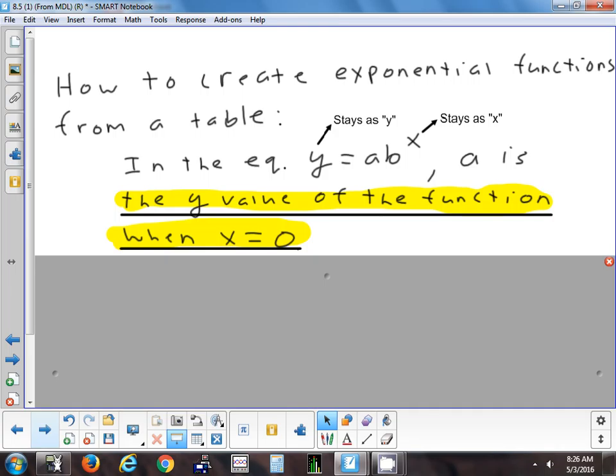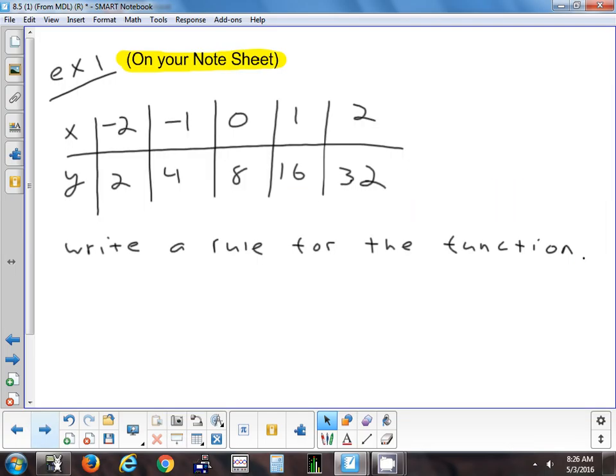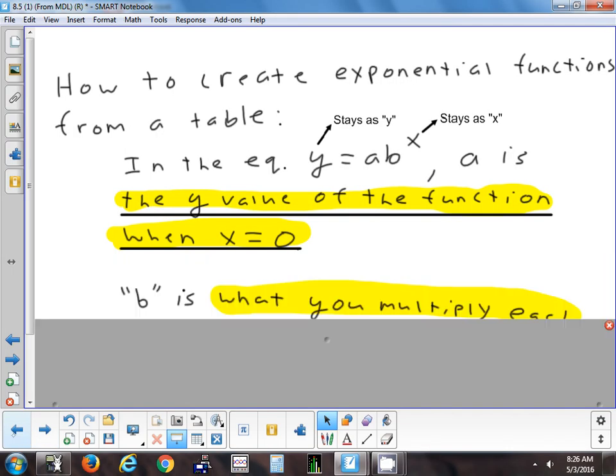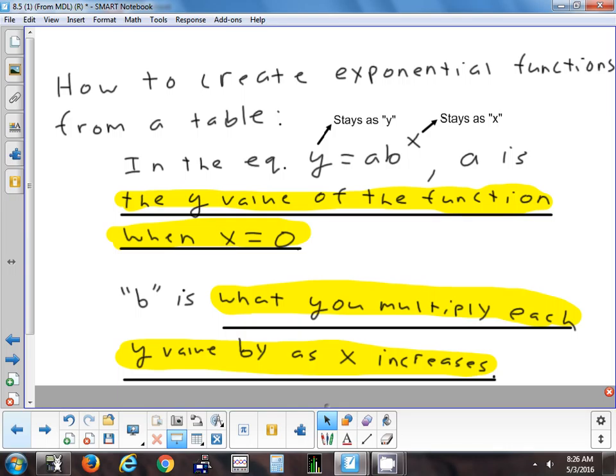All right, so next thing we're going to look at is how you create an exponential function from a table. Here's what a problem is going to look like. You can have that on your note sheet. You're going to have a table, and the directions are going to say write a rule for this table. In other words, a formula, so that you give me a formula and I could plug it in and graph it if I wanted to.